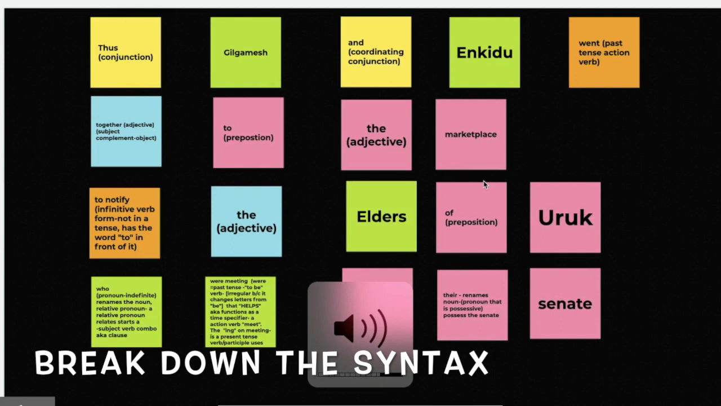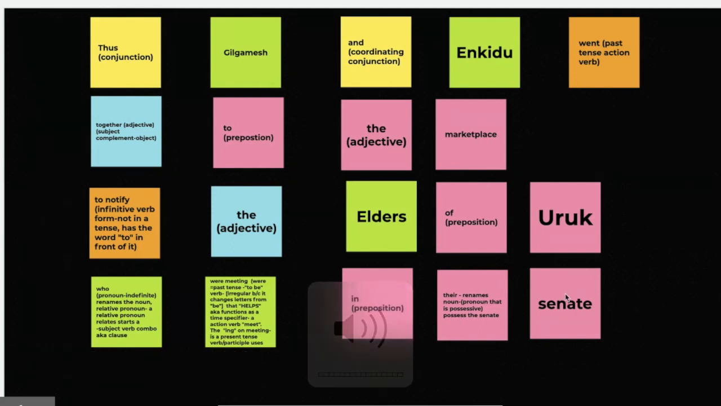Class, we're going to diagram this sentence right now. The sentence is enjambed, so the enjambment will end on line 4 here. So this is 4 lines, as they would be in 4 lines of poetry. So let's read that and then we'll break it down. Thus Gilgamesh and Enkidu went together to the marketplace to notify the elders of Uruk, who were meeting in their Senate, period, over here. All right, so what we're going to see is a couple things.